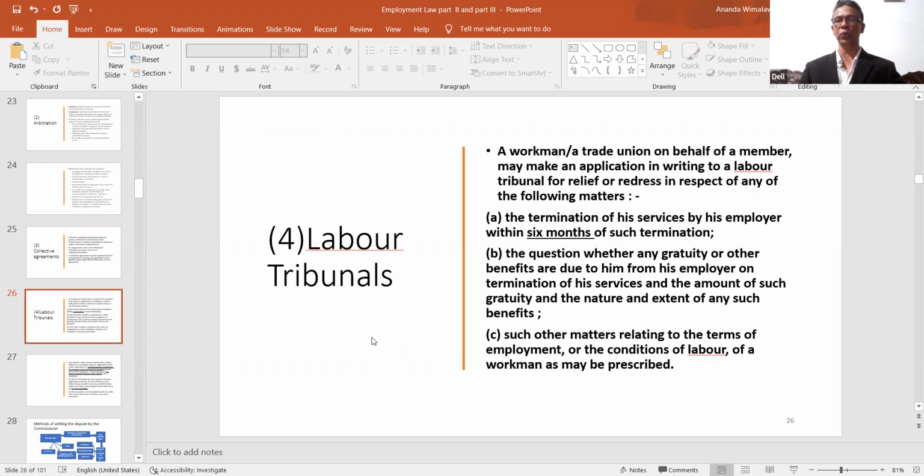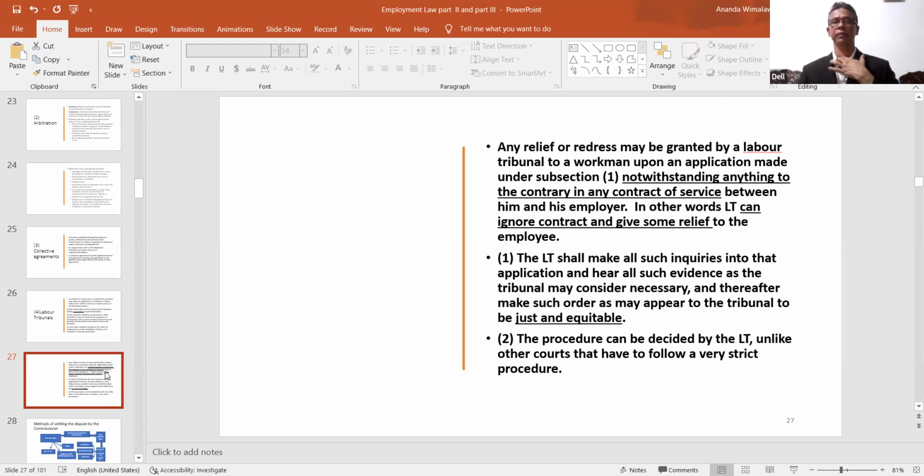Such other matters relating to the terms of employment or the conditions of labor of a workman as may be prescribed.